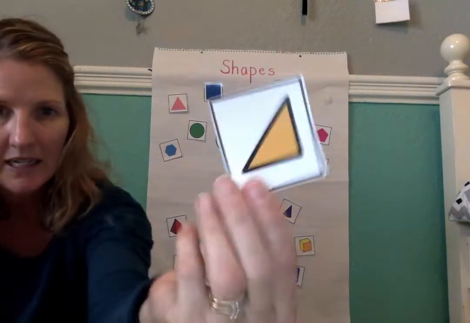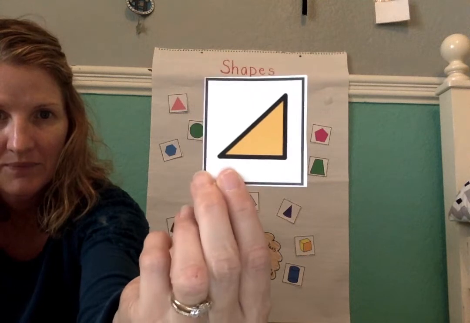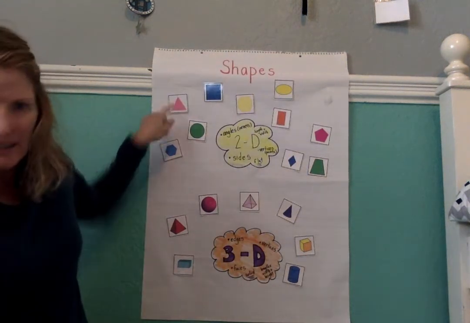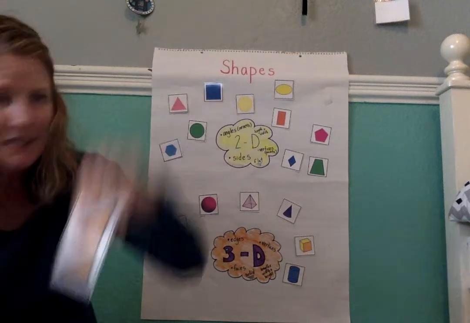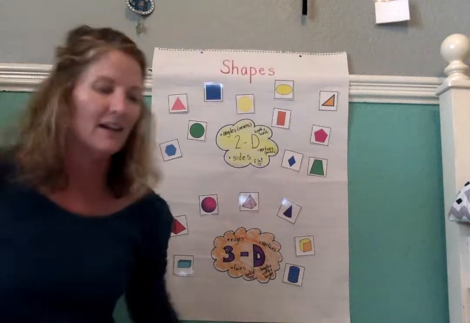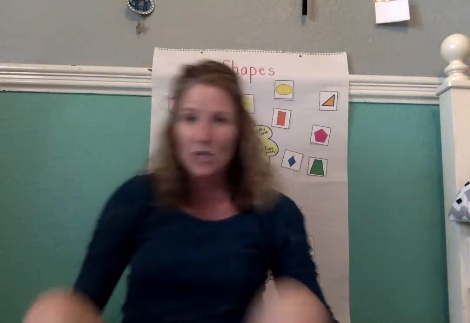And finally, awesome, triangle. A triangle just doesn't look like this, does it? Nope, it comes in all shapes and sizes, right? So that is another triangle. All right. Awesome job, boys and girls.